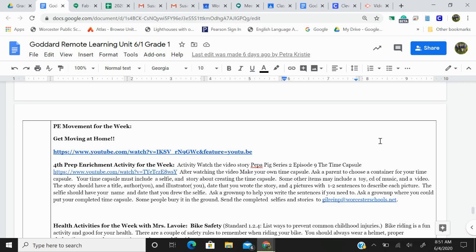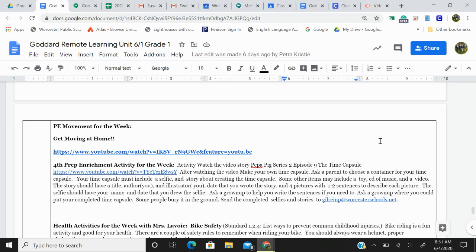After watching the video, make your own time capsule. Ask a parent to choose a container for your time capsule. Your time capsule must include a selfie and story about creating the time capsule. Some other items may include a toy, CD of music, and a video. The story should have a title, the author, you, illustrator, you, date that you wrote the story, and 4 pictures with 1 to 2 sentences to describe each picture.